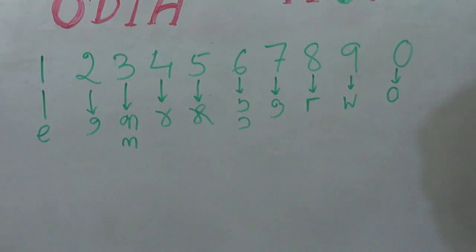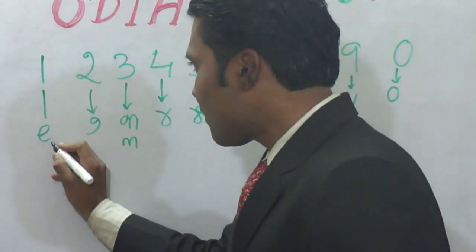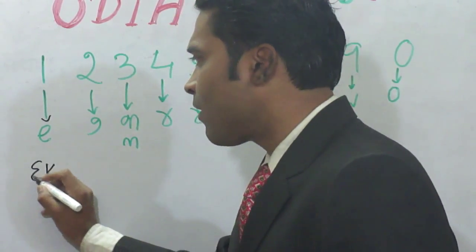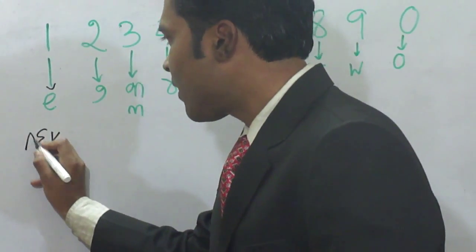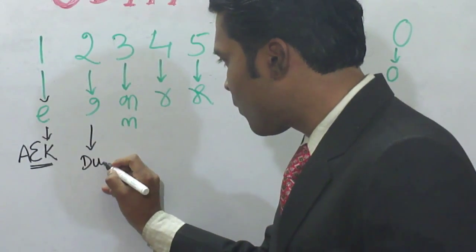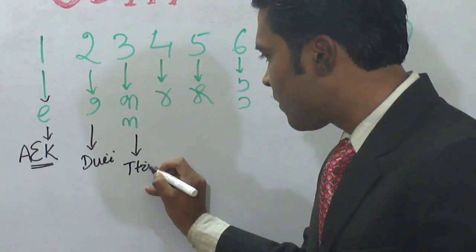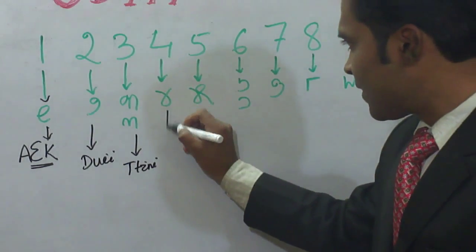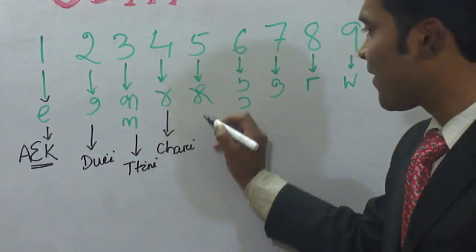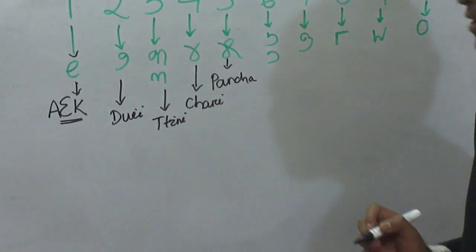So it will be better if I write this in English also. It will be better for you. You just see this one, I can write EKO, right? Or you can write like this. This is DUI. This is TINI. This is CHARI. We call this 4 a CHARI. This is pancha.